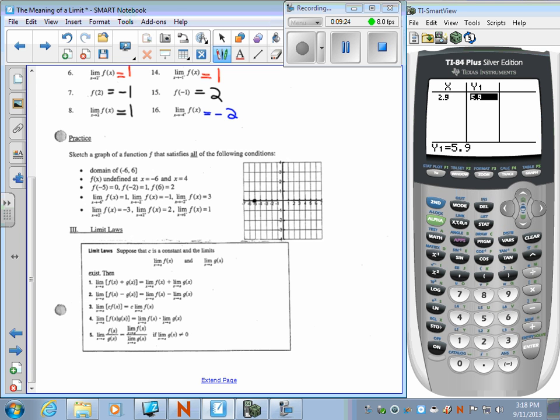F of -2 is +1. Again, I have a point that I can place on my graph. F of 6 is +2. Again, I have a point that I can place on my graph. So those points are there.